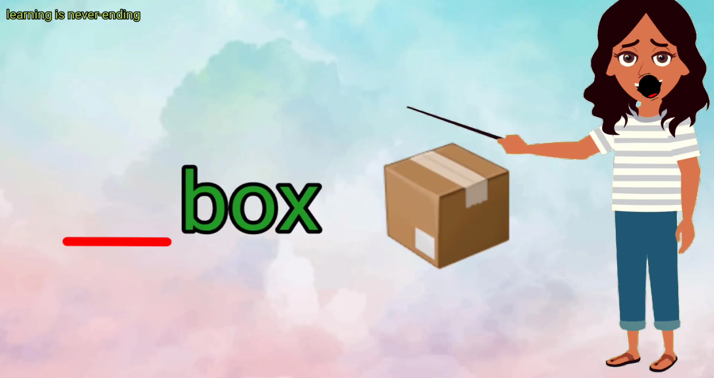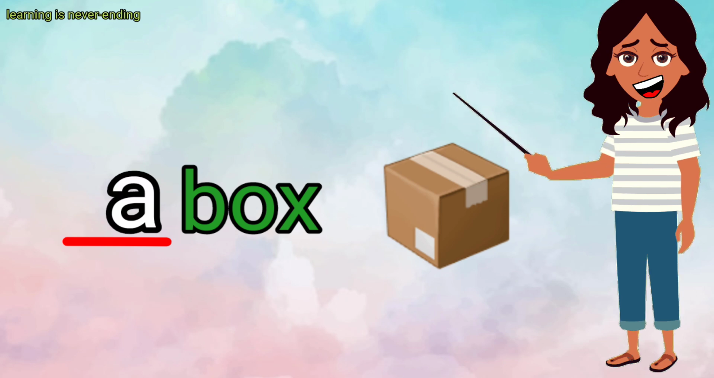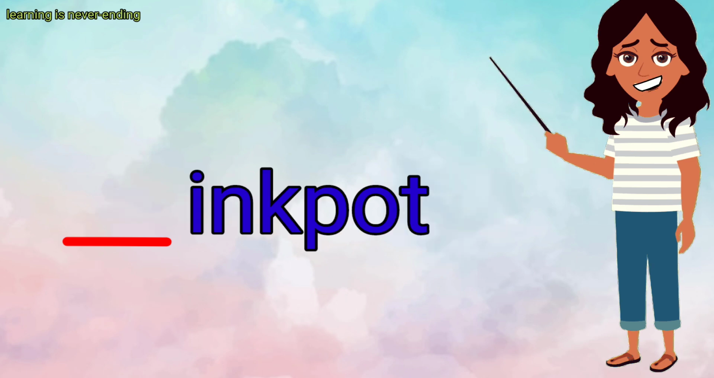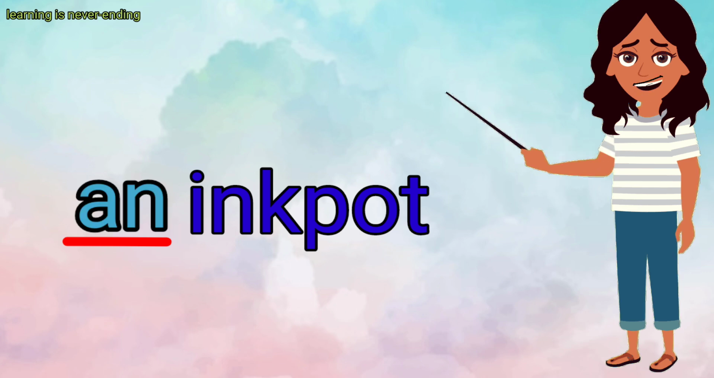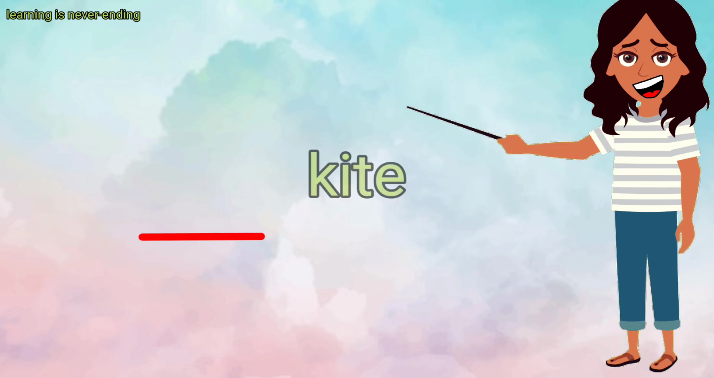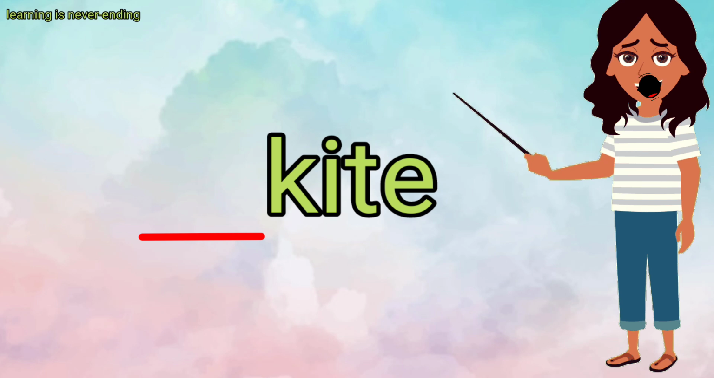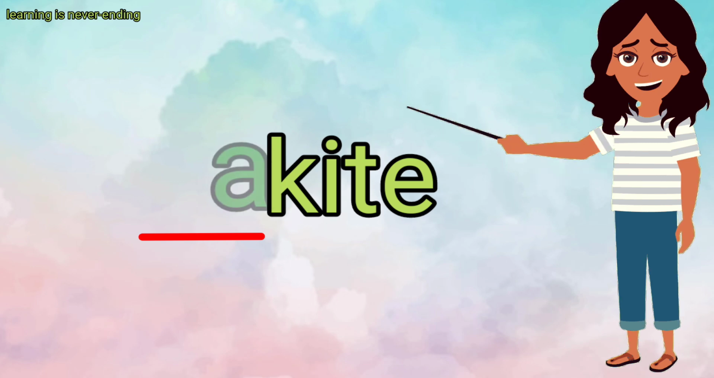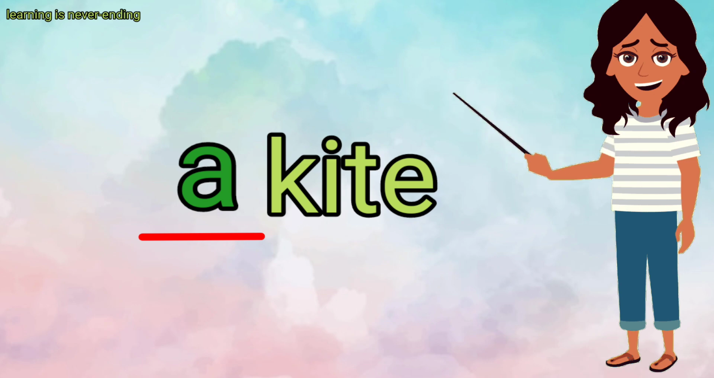Box. B is a consonant. So what we will use here? Yes, a. A box. We will use a. Ink pot. Ink pot starts with an I. What will we use here? An ink pot. Kite. K is a vowel or a consonant? Excellent. It's a consonant. We will use a kite.